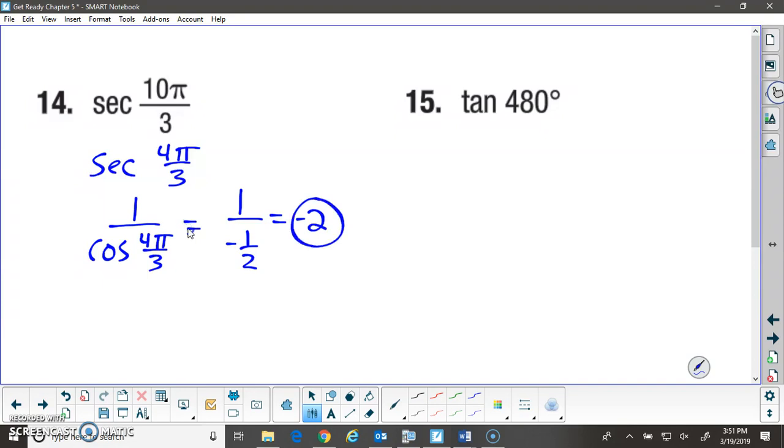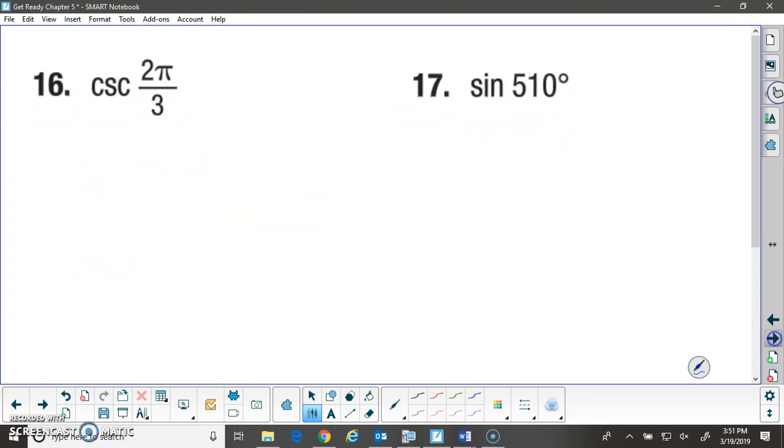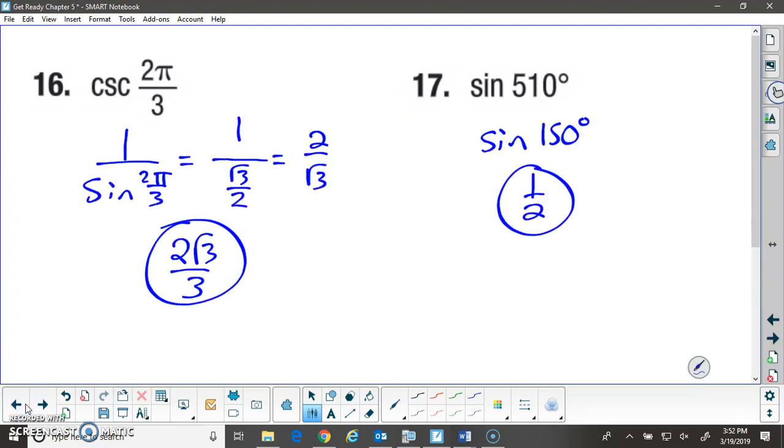Number 15, tangent of 480. Let's do a coterminal angle with 480. So if we subtract 360, it would give us 120 degrees. This is on the unit circle, and the tangent at 120 degrees is equal to negative root 3. Last two problems, cosecant of 2/3 pi is equal to 1 over the sine of 2/3 pi. And your last two answers for 16 are 2 root 3 over 3, and number 17 is 1/2.